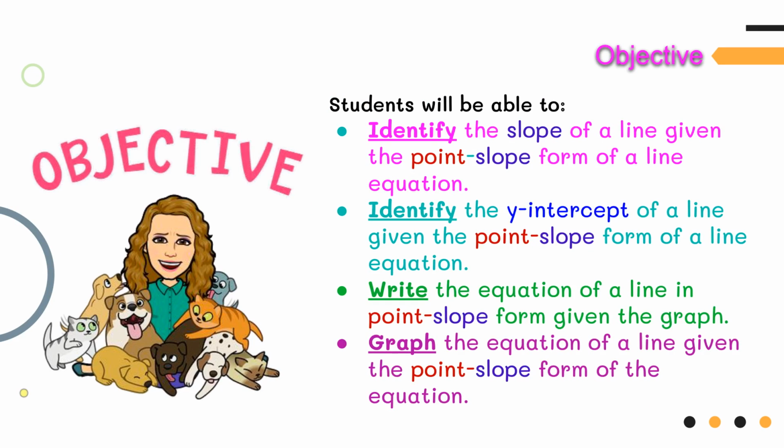Objective for today is that students will be able to identify the slope of a line given the point slope form of a line equation, identify the y-intercept of a line given the point slope form of a line equation, write the equation of a line in point slope form given the graph, and graph the equation of a line given the point slope form of the equation.